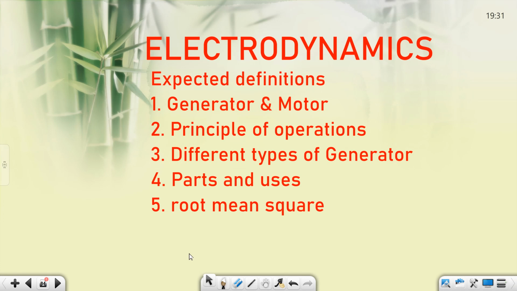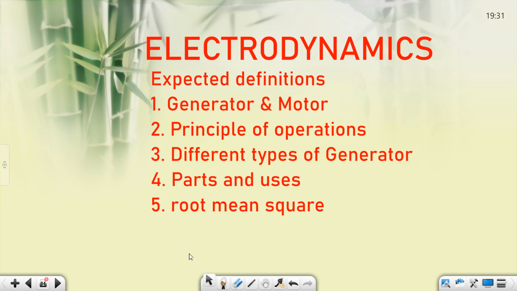Now, electrodynamics, what are my expected definitions? I must be able to define a generator. A generator is a device that converts mechanical energy to electrical energy. And a motor is a device that converts electrical to mechanical. Principle of operation: generators work on the principle of electromagnetic induction, while motors work on the principle of the motor effect.